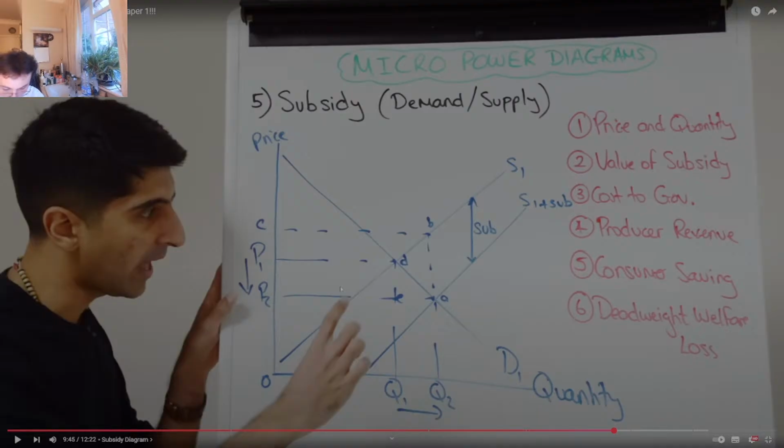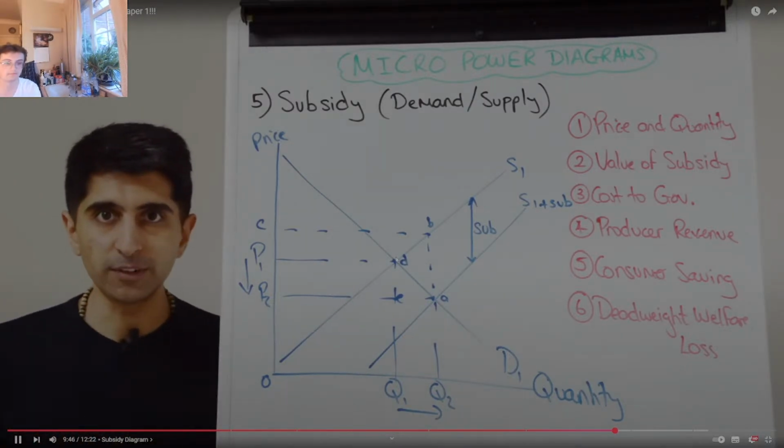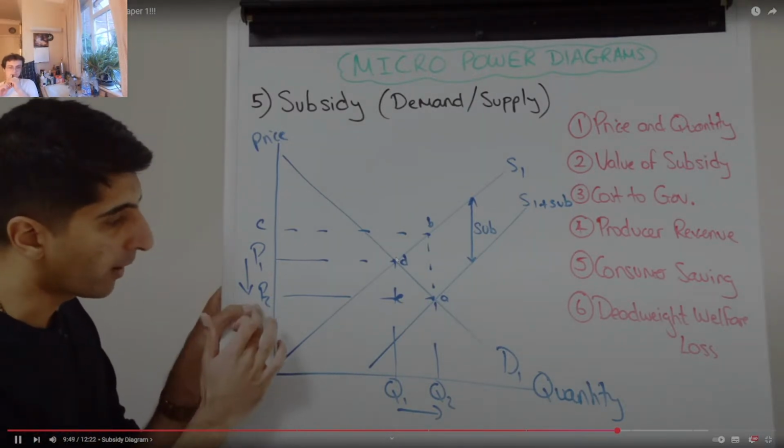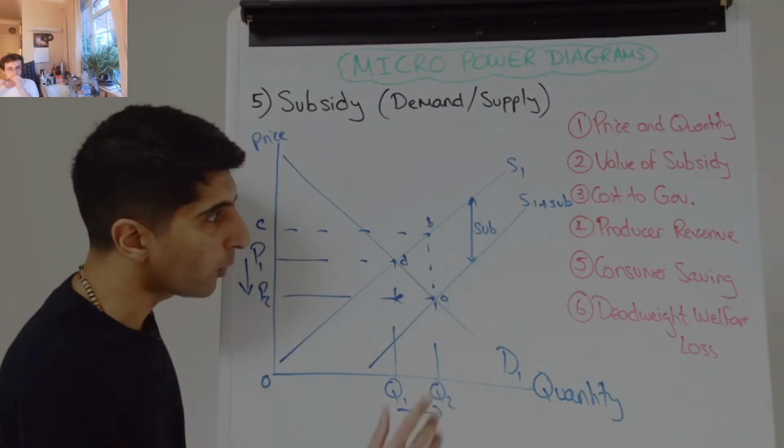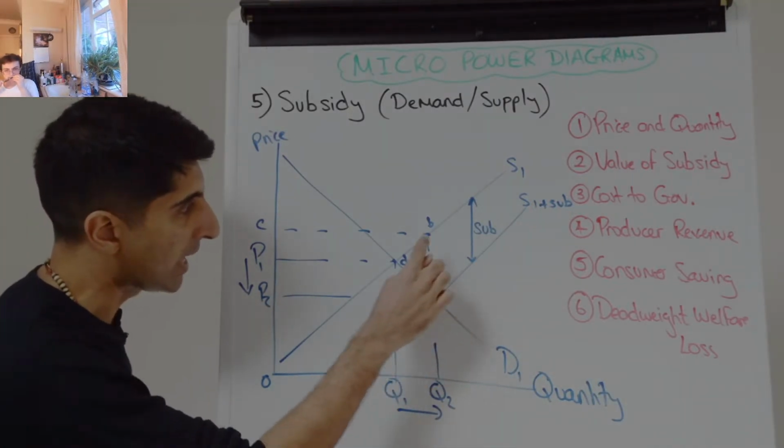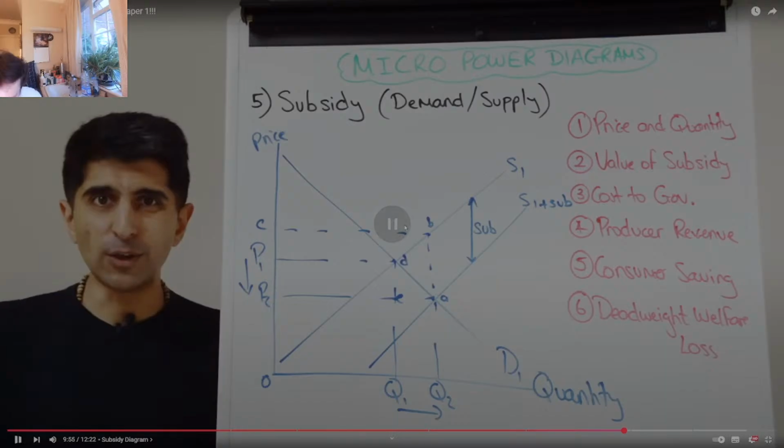Producer revenue. Wow. Okay. Subsidy graph is pretty big. Now consumer saving is for paying lower prices for the quantity of Q1. The deadweight welfare loss is the triangle ABD. Great to know all of that. Okay, so it is indeed this one. Welfare loss. Okay, right.